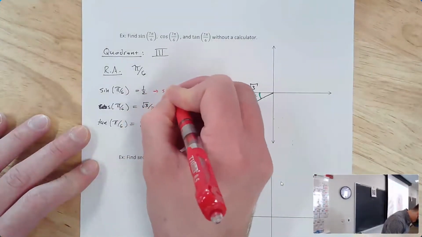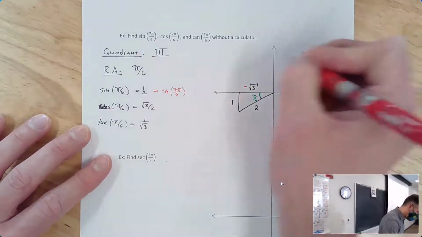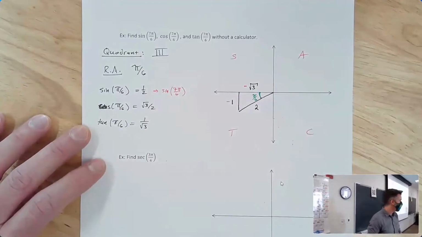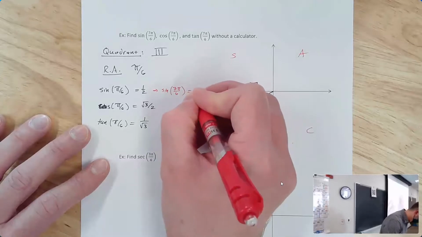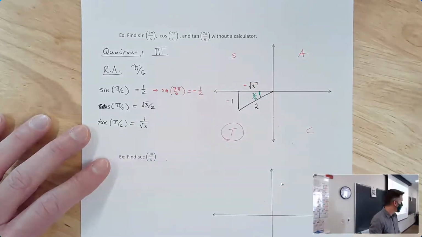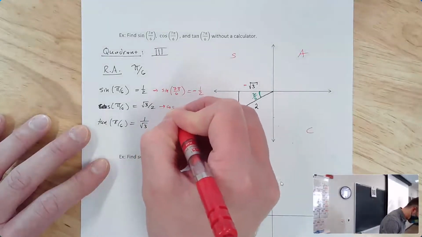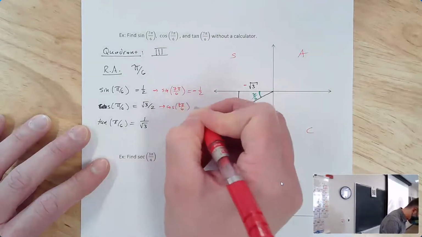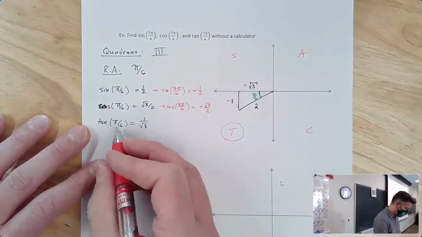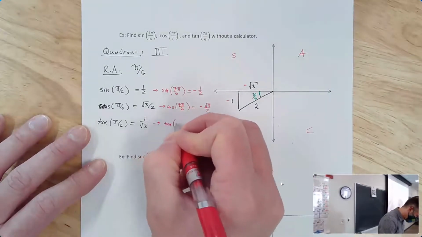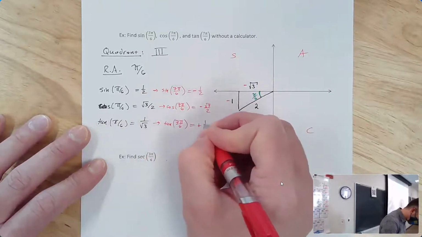then sine of 7 pi over 6, well, what quadrant are we in? We're in the quadrant where which of the trig functions is positive? Tangent is positive, the other two are negative. So sine of 7 pi over 6 is going to be negative 1/2. Cosine of 7 pi over 6 is going to be negative root 3 over 2. And tangent of 7 pi over 6, well, tangent is the one that gets to be positive. Tangent of 7 pi over 6 is going to be positive 1 over root 3.